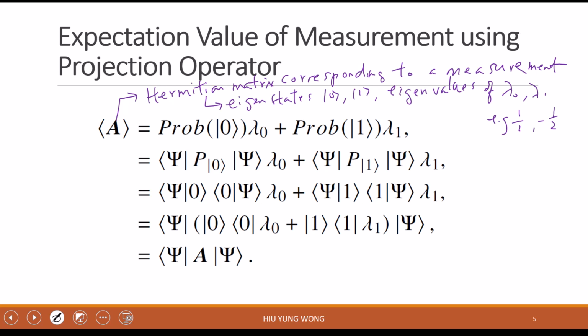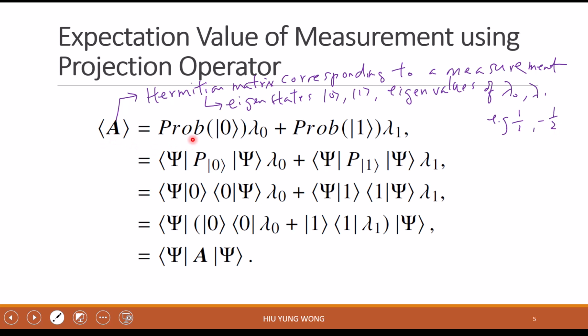Make sense? I do a measurement, right? So you go to do a measurement. You measure many times. Sometimes you get 1/2. Sometimes you get negative 1/2. You may have a higher chance to get 1/2 or a higher chance to get negative 1/2, depending on the state of your system. You take them, and then you can find the average, right? So what is the average?